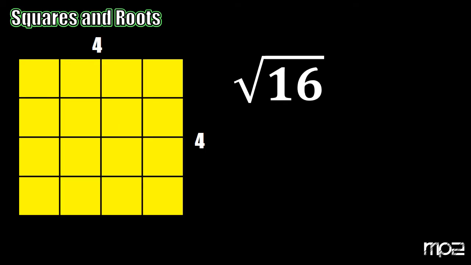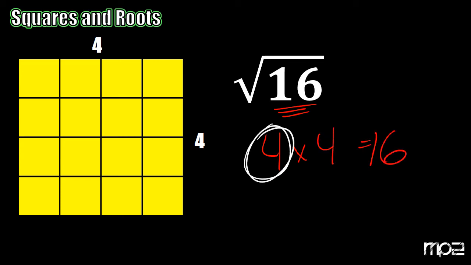And the pattern keeps going. Which two numbers, when I multiply them together, are going to give me the perfect square number of 16? I know that 4 times 4 is equal to 16. And so, you guessed it, one side length is going to be my square root. So the square root of 16 is going to be 4.